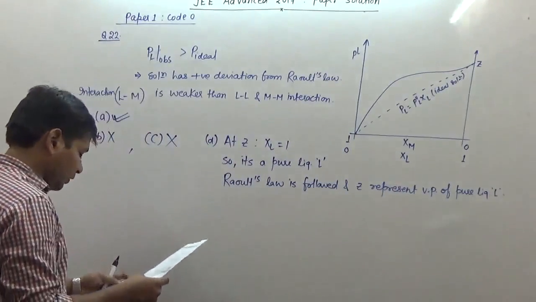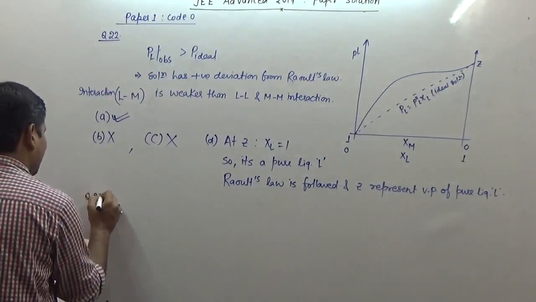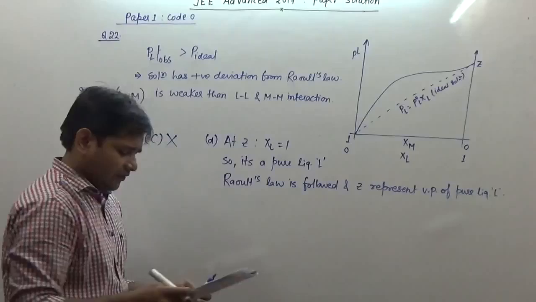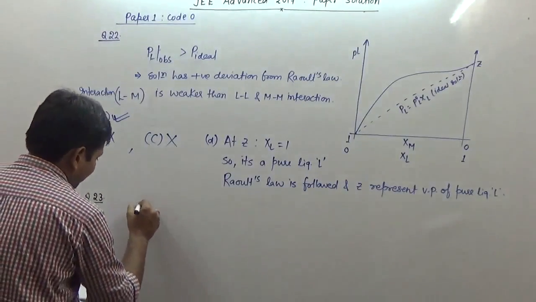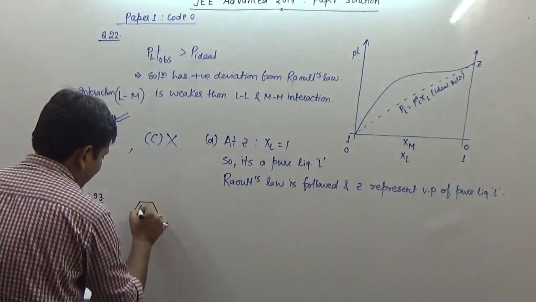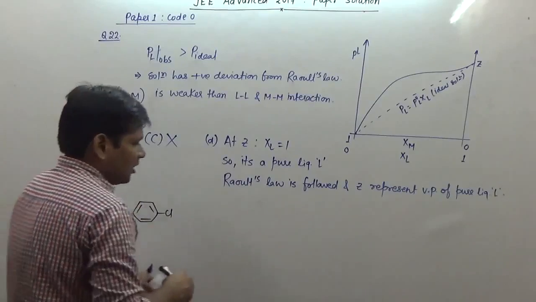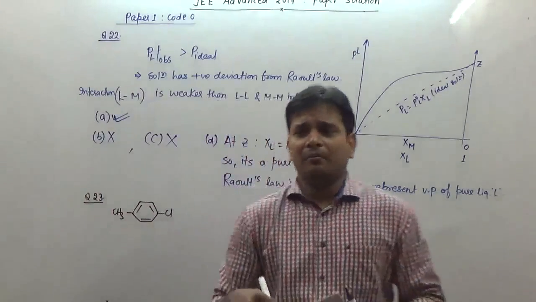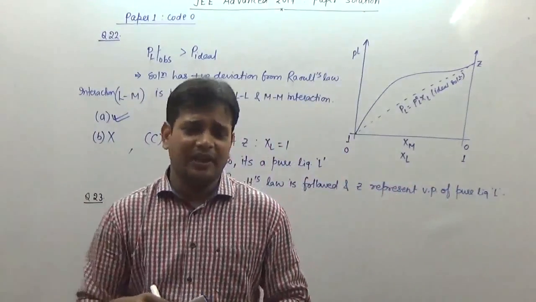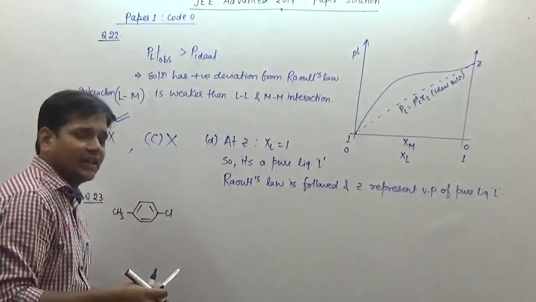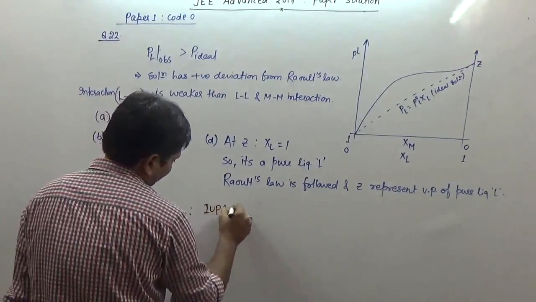So this is question number 22. The next question is question number 23. It is from organic chemistry, which is a very easy question based on nomenclature. We have to write the nomenclature of this compound. Some people are telling that this question is ambiguous because there are many different nomenclatures possible for a single compound.